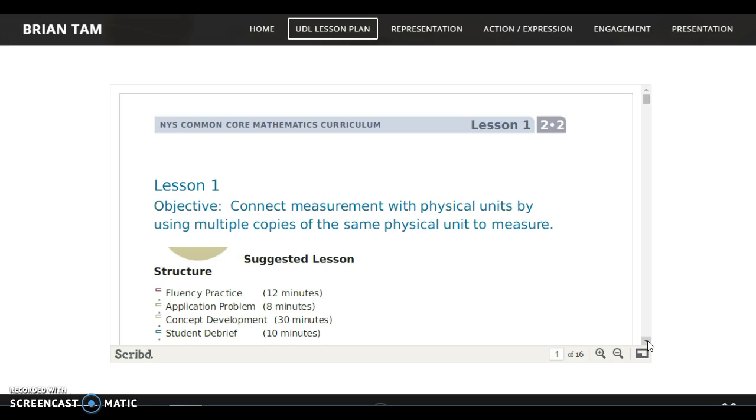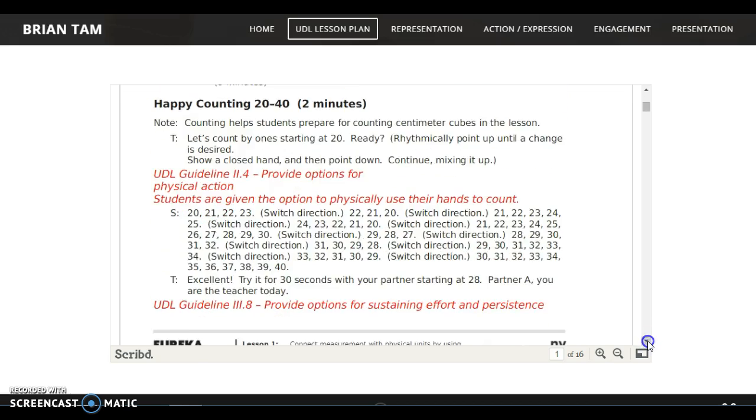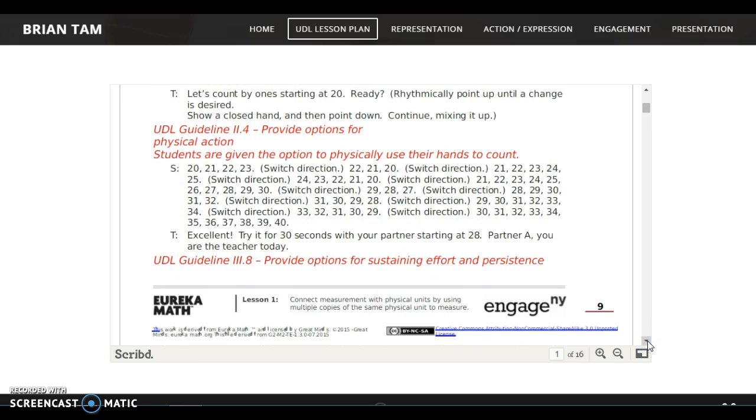The Common Core lesson I'll be talking about is for Grade 2 with the objective: Connect measurement with physical units by using multiple copies of the same physical unit to measure. This lesson has several of the UDL guidelines in representation, action/expression, and engagement.